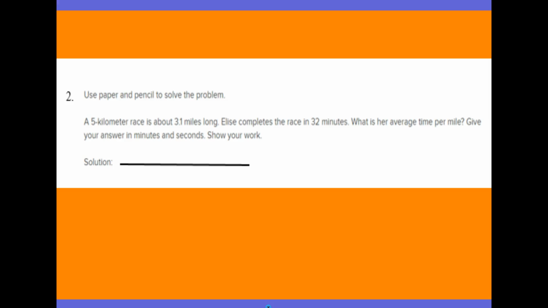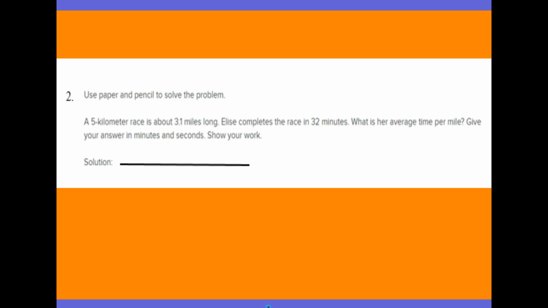So here we have a 5K race, and it's about 3.1 miles long. Elise completes the race in 32 minutes. What is her average time per mile? Give your answers in minutes and seconds and show your work.